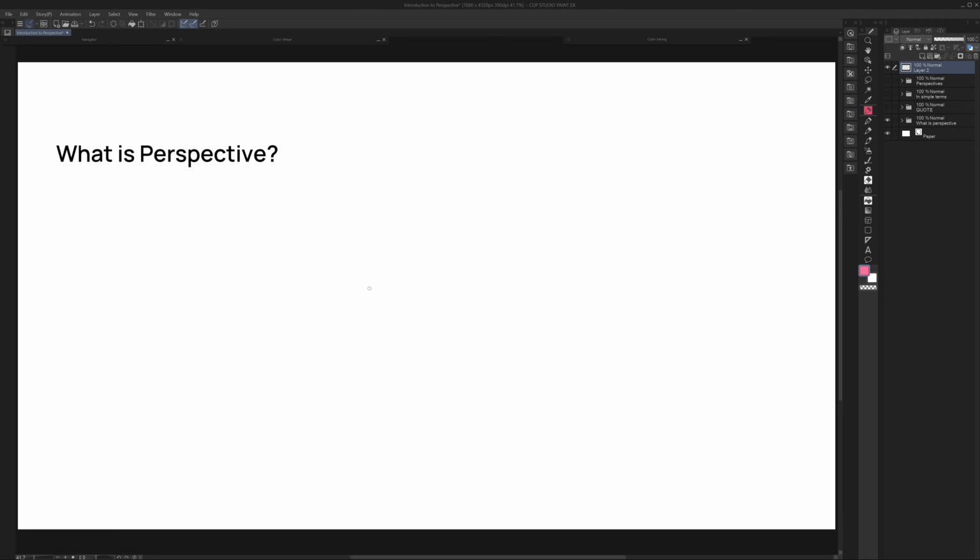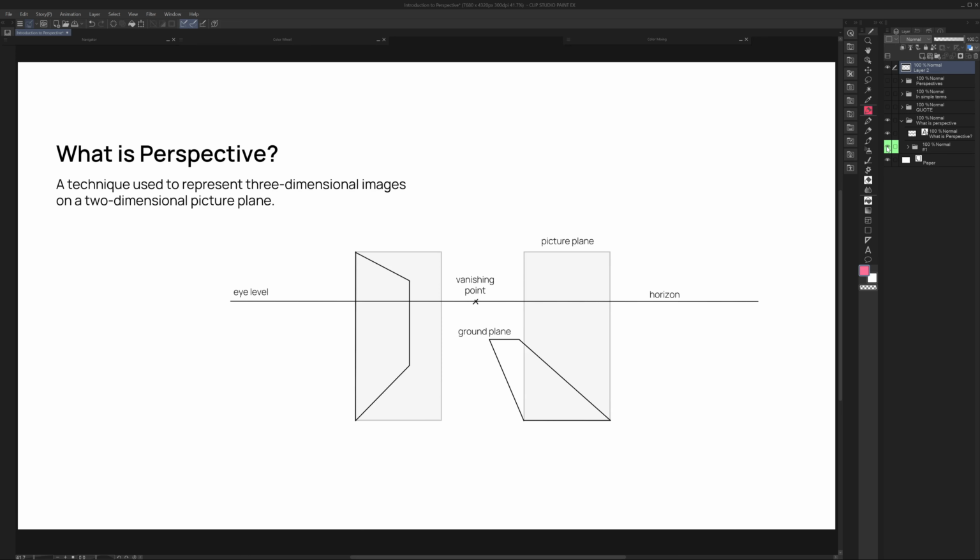Hi there, this is a quick introduction video to perspective, and I will quickly go through different perspectives and what perspective is. So let's get started. What is perspective? It's a technique used to represent three-dimensional images on a two-dimensional picture plane. So what does that mean?